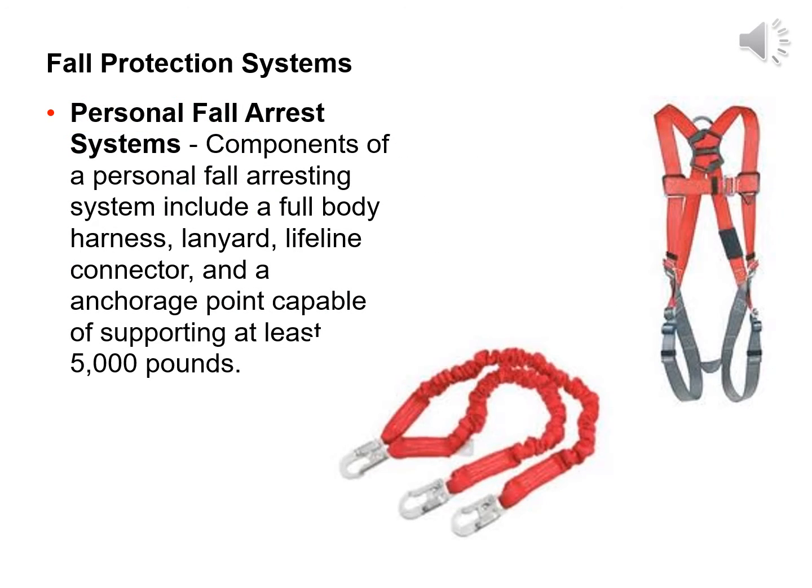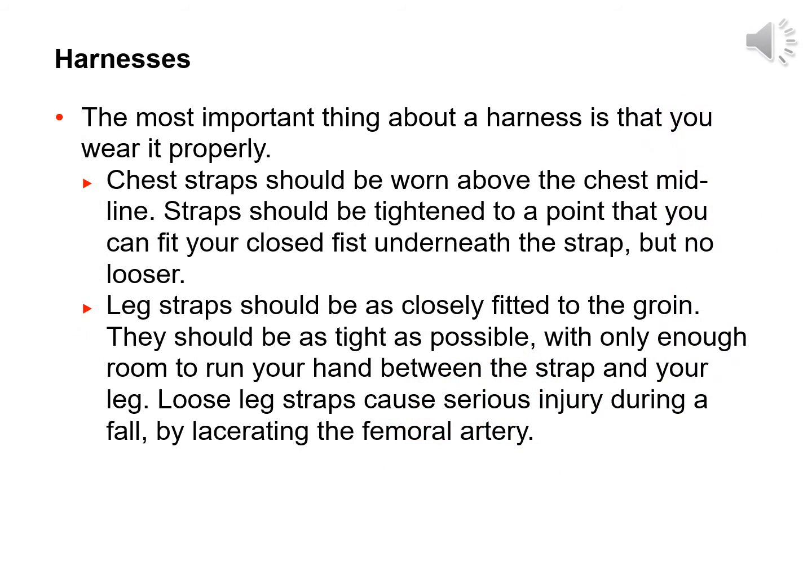Fall protection systems include personal fall arrest systems, which include a full body harness, lanyard, lifeline connector and an anchorage point capable of supporting at least 5,000 pounds. The most important thing about a harness is that you wear it properly. Chest straps should be worn above the chest midline. Straps should be tightened to a point that you can fit your closed fist underneath the strap, but no looser.